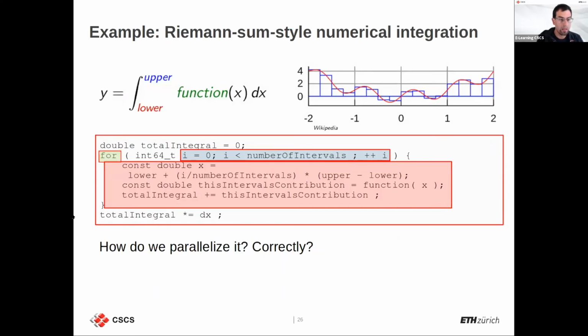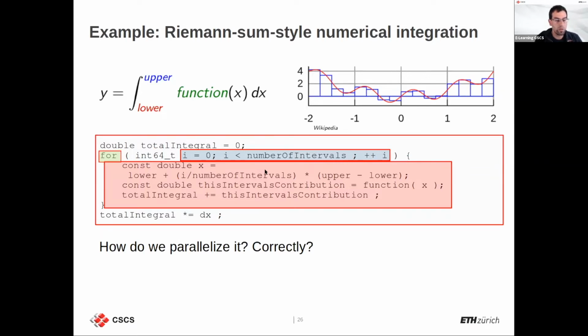So let's take another example. We have seen a parallel for, let's see a slightly more difficult example. Let's do this integration, a Riemann-sum-style numerical integration. It seems the same. You have a global value, the total integral. You have a for loop where you loop over the intervals of your integral, you calculate all the sums, and then basically at the end you sum up what happened in the variable total integral.